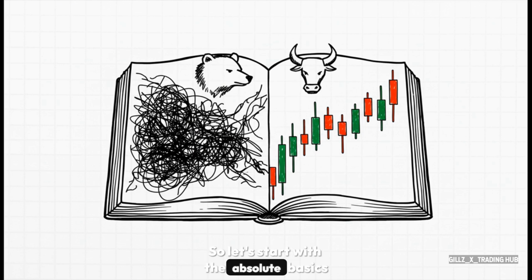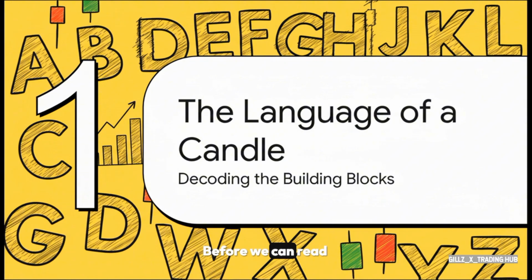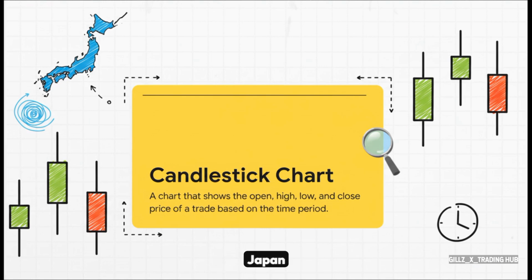So let's start with the absolute basics. Before we can read the story, we've got to learn the alphabet, right? So let's dive into the single most important building block on any of these charts, the candle itself. Now, these charts actually come from Japan, and they're pretty brilliant because they pack a ton of information into one really simple shape. For any single time period, doesn't matter if it's 1 minute or a whole day, each little candle tells you 4 crucial things: the open, the close, the high, and the low.